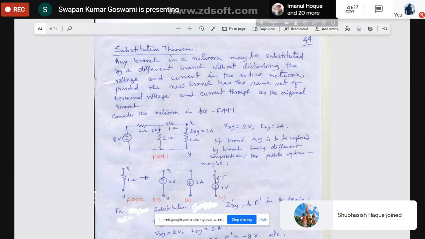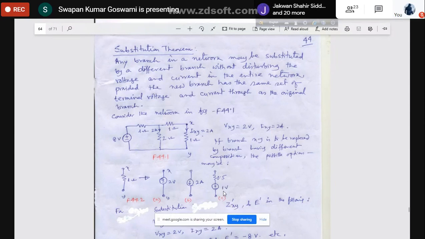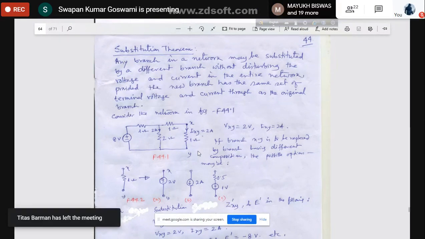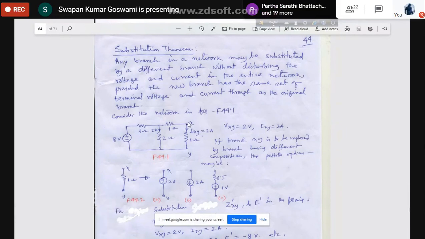So you can safely replace this element by this current source, or by this voltage source, or by this resistance in series with a voltage source, where this resistance is 0.5 and this is 1 volt. You see there is no change. If you put a resistance of 0.5 ohm in series with the voltage source of 1 volt with this polarity, you will see that the current through the element will remain 2 ampere, and across this XY voltage will be 1 volt.